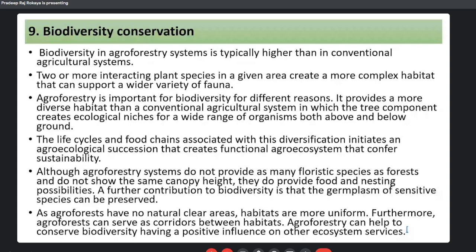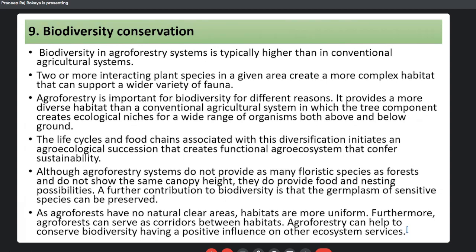The biodiversity in an agroforestry system is typically higher than the conventional agriculture system. With more intact plant species in a given area, in a more complex habitat, that supports a wider variety of fauna. हामीले फ्लोरा एन्ड फाउना दुईटाको लागि यो एउटा किसिमको habitat बन्न सक्छ.